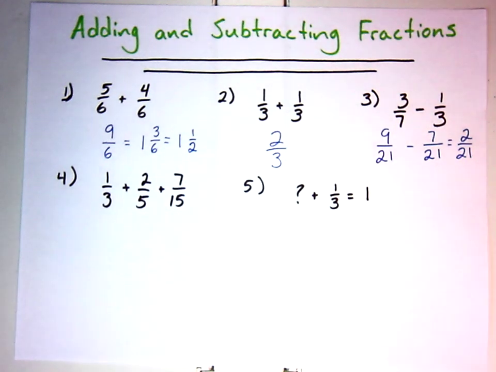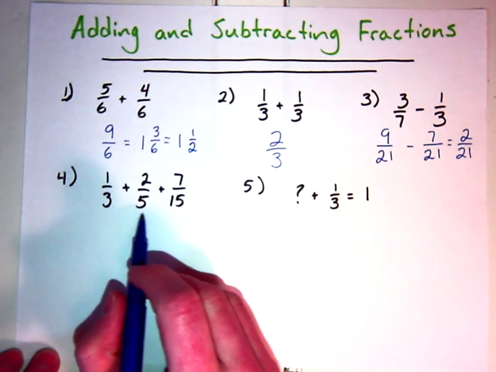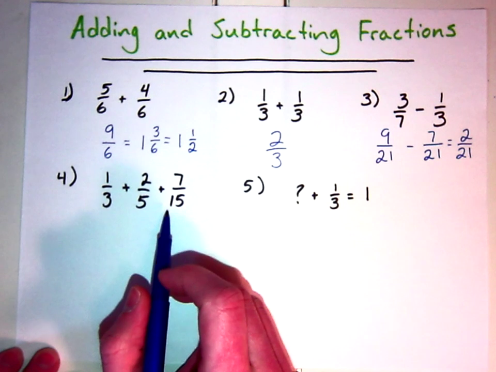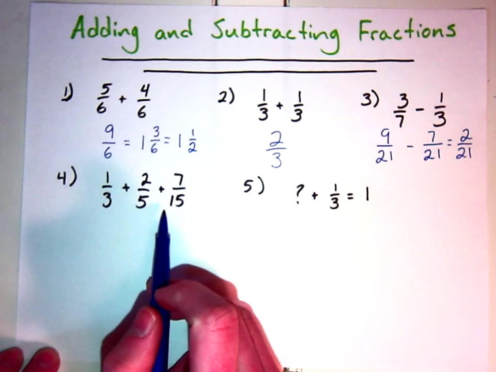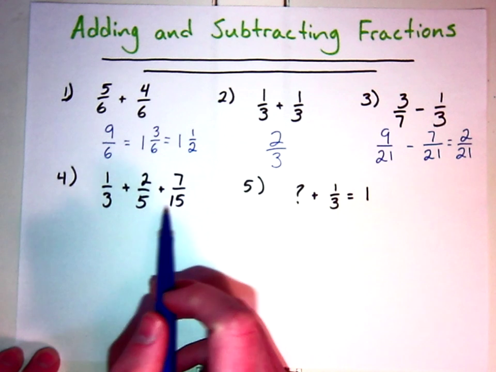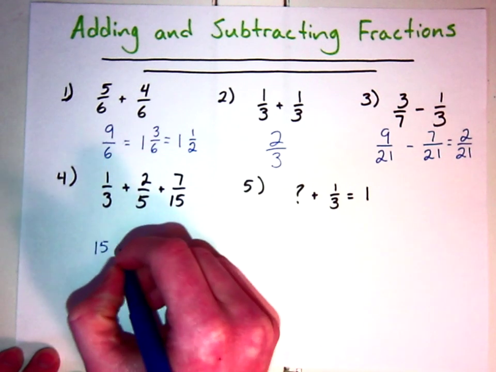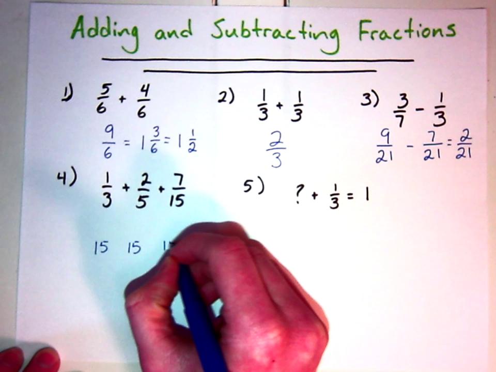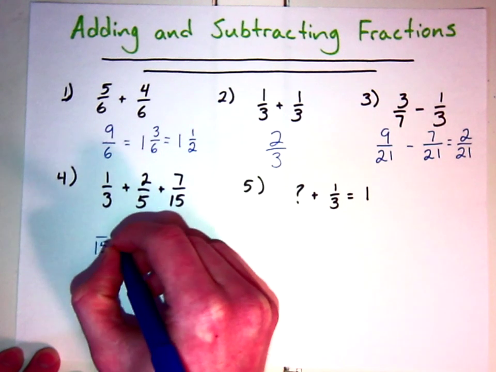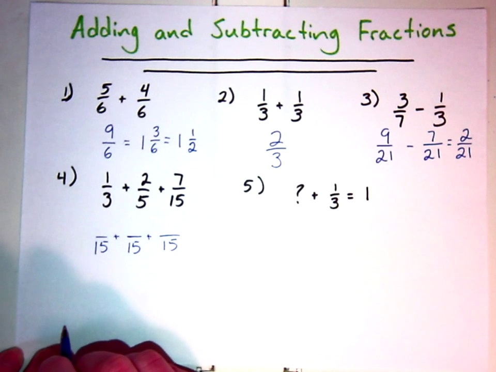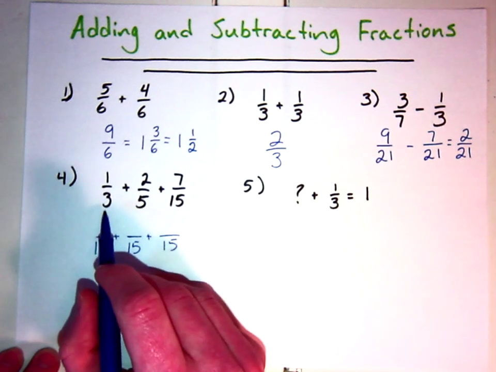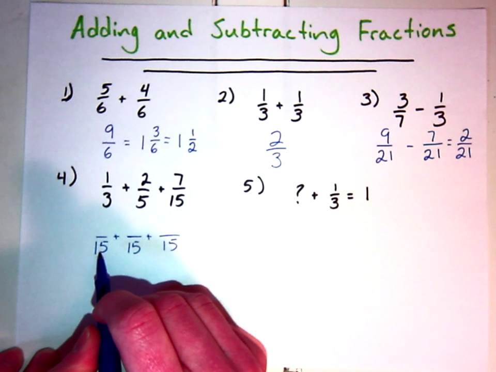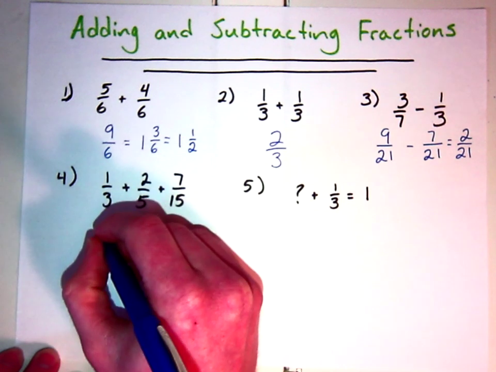For 4, this is a problem where we have 3 fractions. Can I get all these 3 fractions to have common denominators? Well, 3, 5, and 15 are going to have a common denominator. 3 times 5 will go into 15, and 5 times 3 will go into 15. So my common denominator is going to be 15 for all 3 fractions. What did I do to that 3 to get it to 15? I said 3 times 5 is 15. So I have to multiply 1 by 5 also, getting me to 5 over 15.